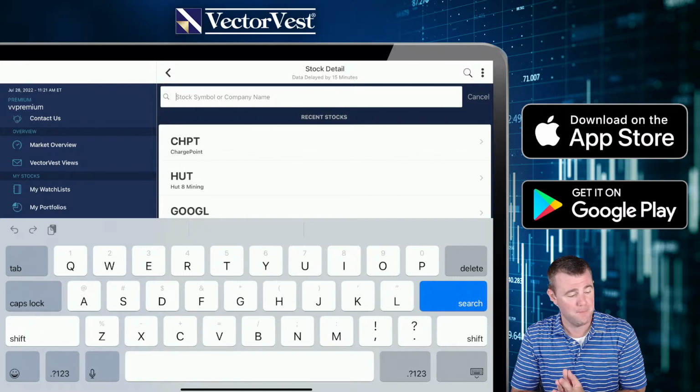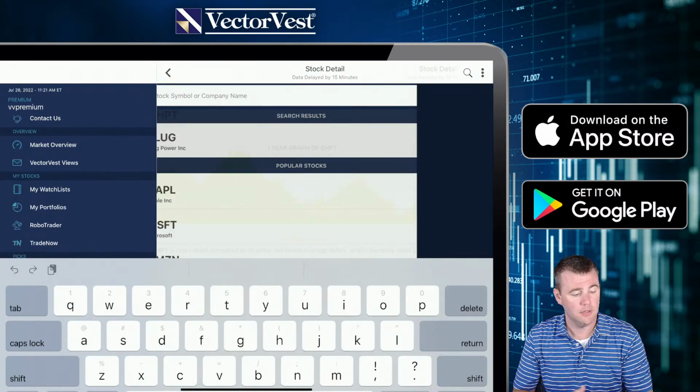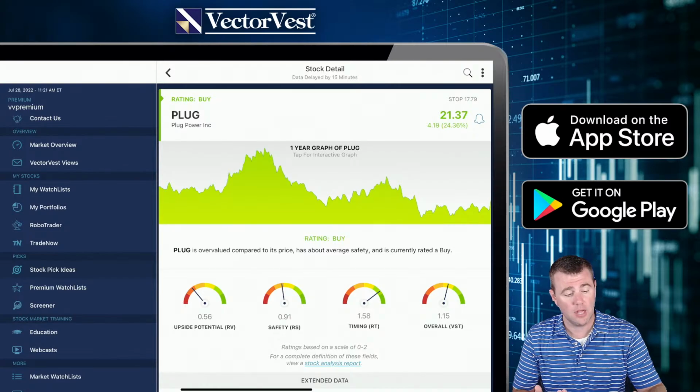All right, Plug, PLUG. Looking at Plug, poor long-term potential, a lot of risk associated with it. However, you do have a really strong short-term uptrend. Overall, stock is favorable currently.